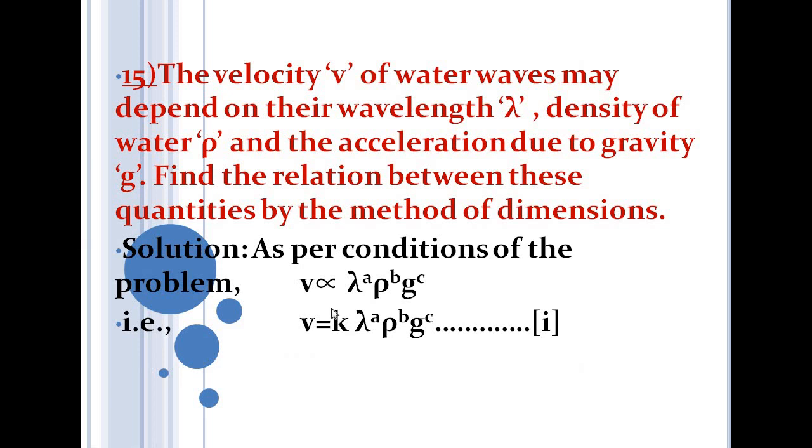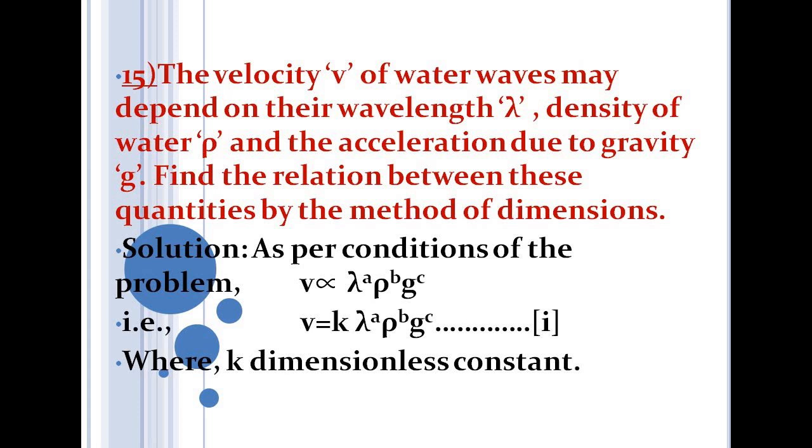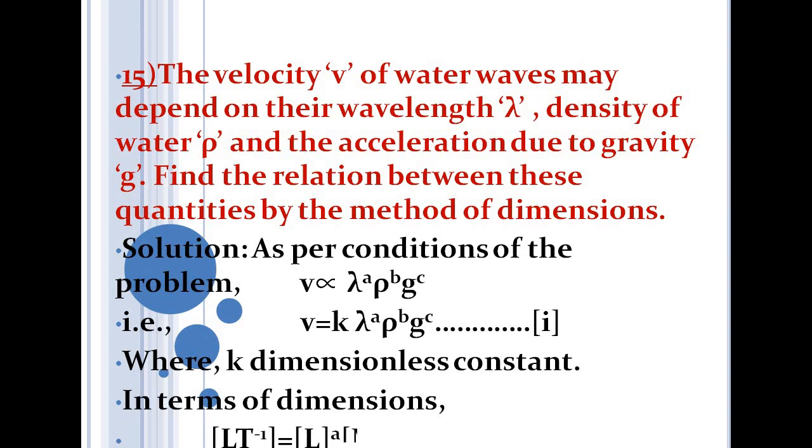Remove the proportional sign: v equals k lambda^a rho^b g^c, where k is a dimensionless constant. Equation 1. Now in terms of the dimensions, rewrite equation 1. We'll get for the velocity L T^-1. k has no particular dimension, it is a dimensionless constant. Lambda is the wavelength, dimension L. Rho is the density, (M L^-3)^b, and g is (L T^-2)^c.